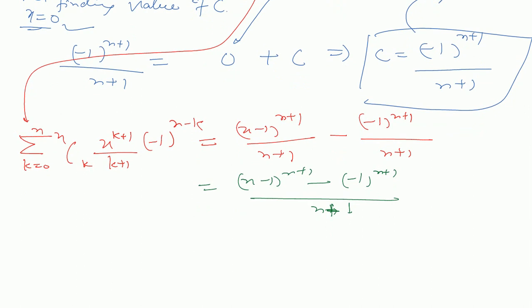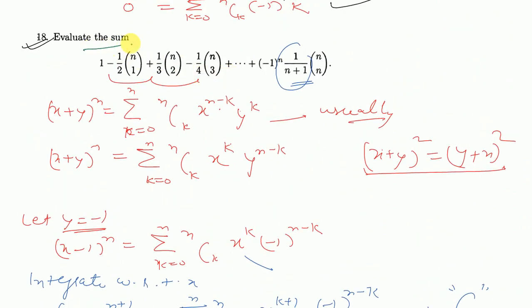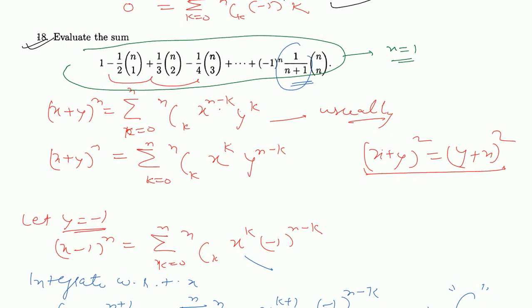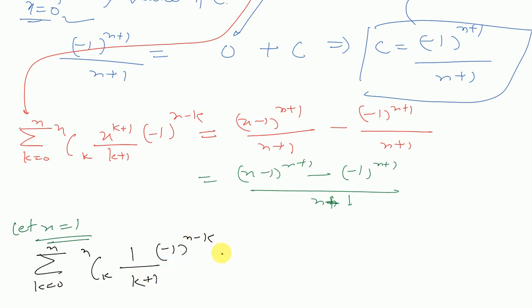Okay, so if I see the question, what we need to evaluate, there is no x here. So let's take the value of x equal to 1 in the final equation. If x equal to 1, I have the summation from k equal to 0 to n of nCk times 1 raised to the power k plus 1 upon k plus 1, and minus 1 raised to the power n minus k, equal to, substituting x equal to 1, 1 minus 1 raised to the power n plus 1, this quantity will be 0. So 0 minus (minus 1) raised to the power n plus 1 upon n plus 1, isn't it?